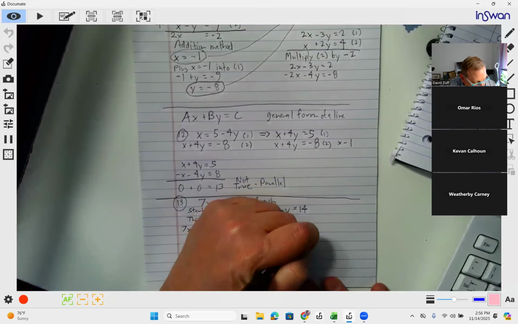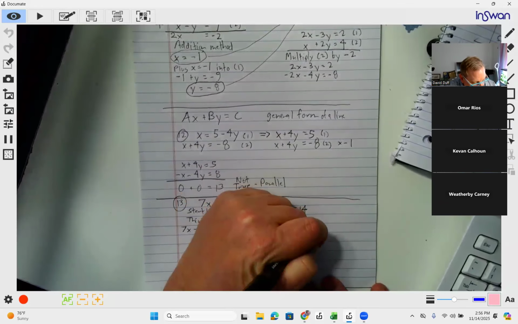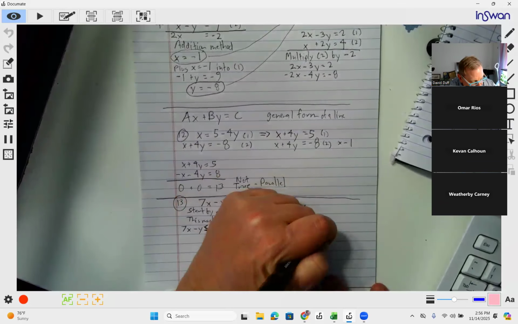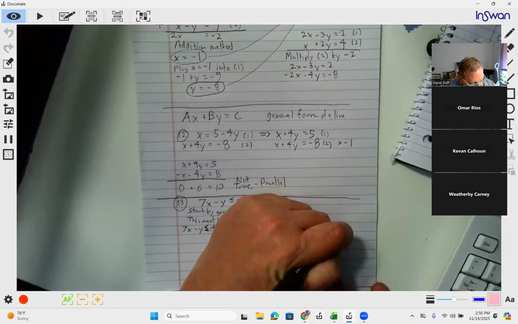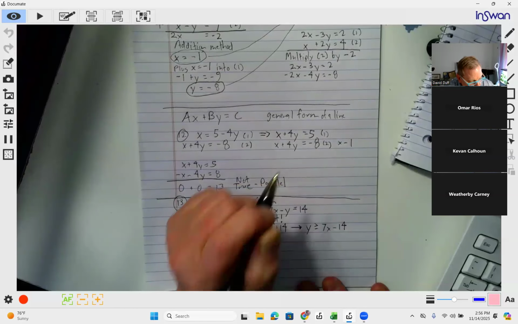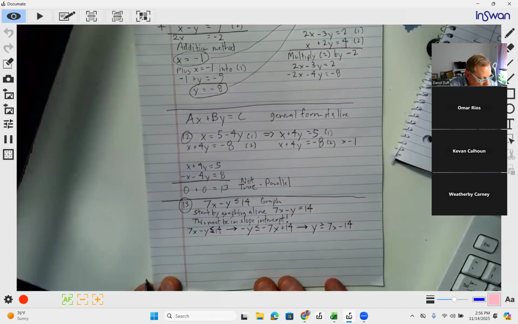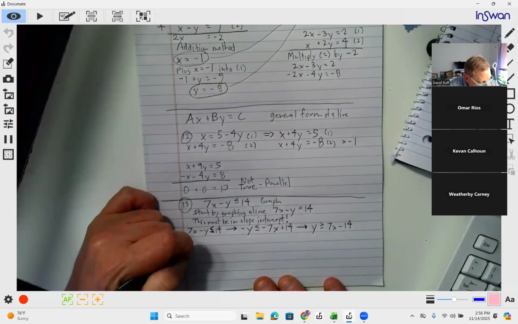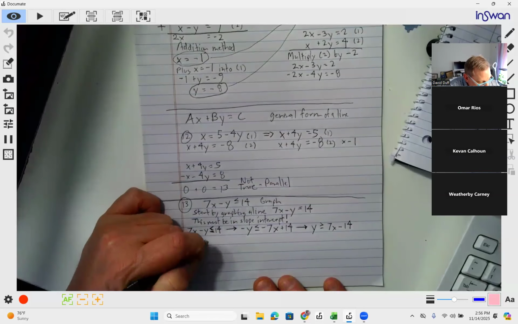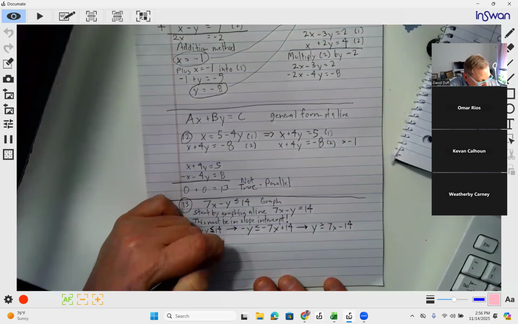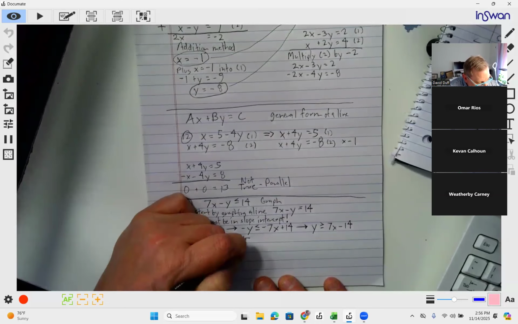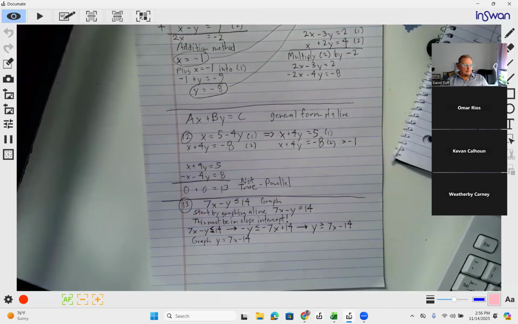So if I do that, I'm going to get y is greater than or equal to 7x minus 14, right? So the line that I need to graph is y equals 7x minus 14. All right, so let me recap what we're doing here.